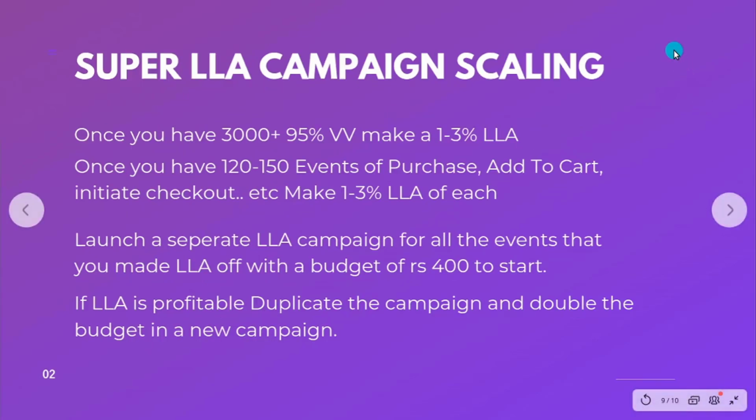The next is the super LLA campaign, or the scaling campaign. Once you have 3000 plus 95% video views, you will make a 1 to 3% lookalike of those 95% video views. And once you have 120 to 150 events such as purchase, add to cart, initiate checkout, etc., you again make a 1 to 3% lookalike of each of them. If you go to your audience tab, you will see something called lookalike audiences. There you can easily create a lookalike audience for 95% video views. You need to select all your videos and just drag the slider to 1 to 3%, and there you will create a 1 to 3% lookalike.